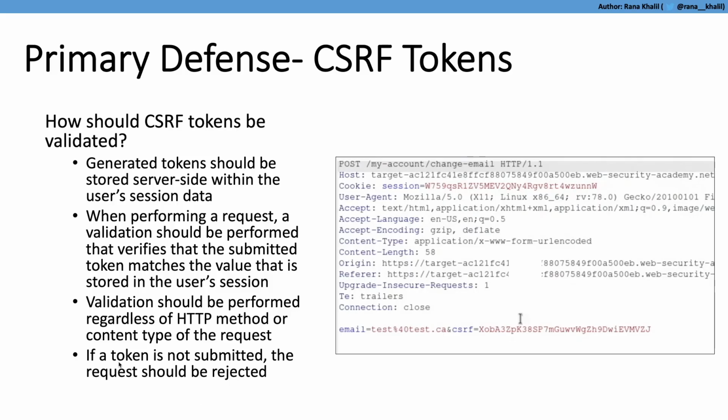And the last one is if a token is not submitted, the request should be rejected and logged. So if you don't have a valid token or the token is omitted from the request, then you should reject the request and you should log it because it's a possible attack. All right, so that's a primary defense to defend against CSRF attacks.